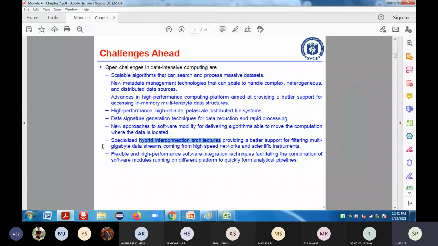That means the software module which runs on Mac is different, the software module which you run in your Linux operating system may be different, and the software module which you access in Windows may be different. Now you may have to make use of the analytical pipeline, retrieve those particular images, and make use of that data for your analysis purpose. So these are some of the challenges which you are going to have with respect to data intensive computing.